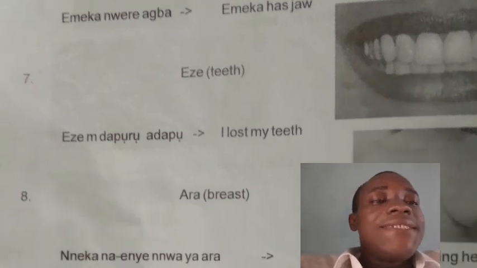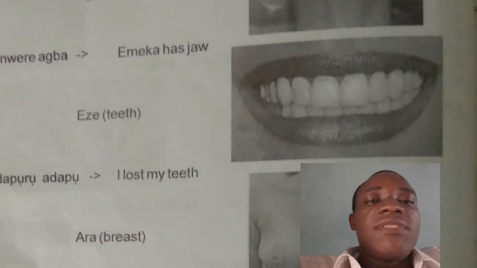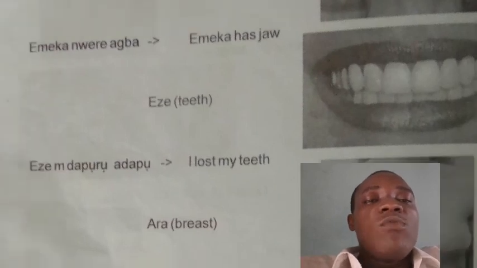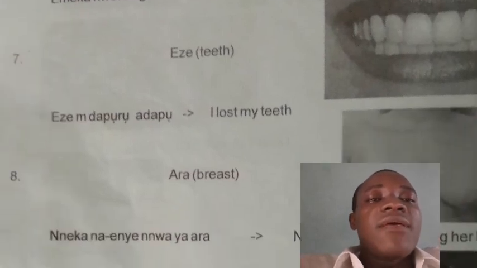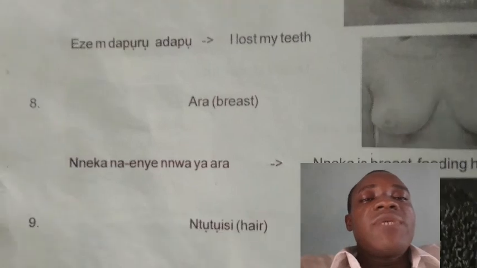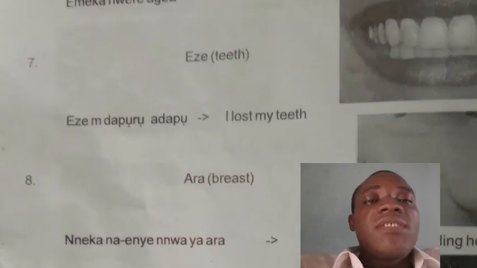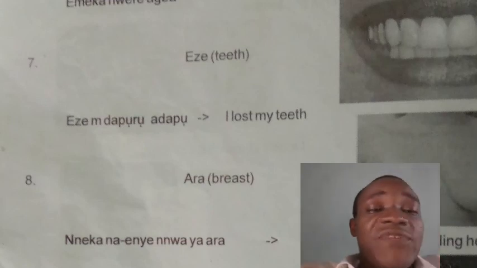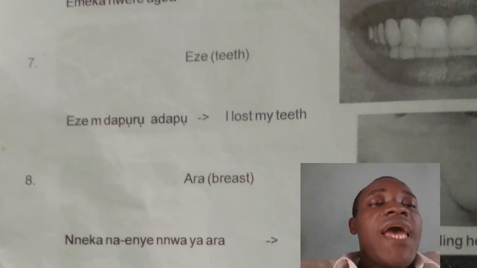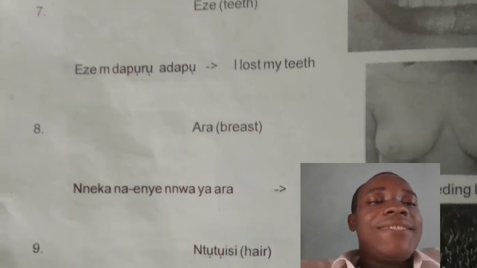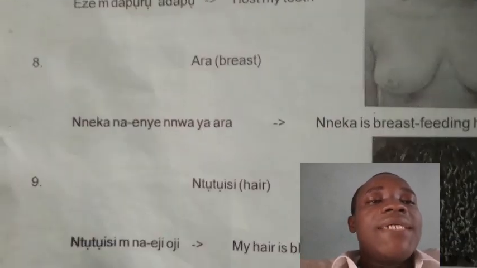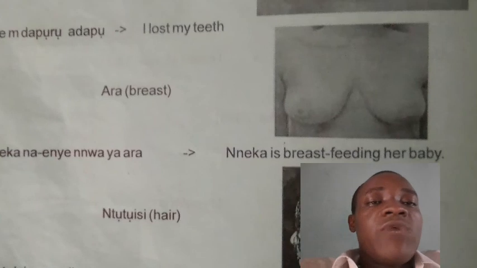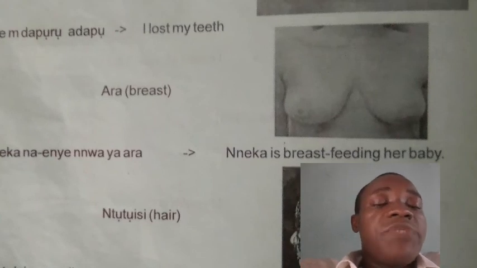So look at teeth. You can see the teeth. This person's teeth. Teeth in Igbo is eze. Okay, let's make sentence with eze. Ezem dapụrụ adapụ. That is funny. Okay, it means I lost my teeth.